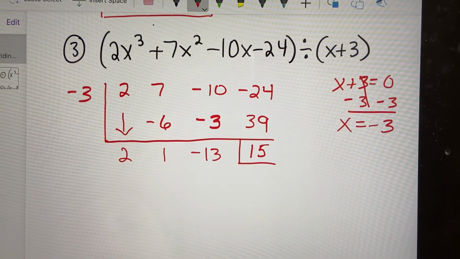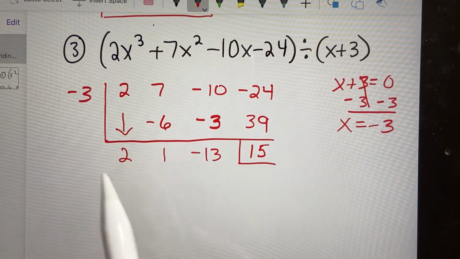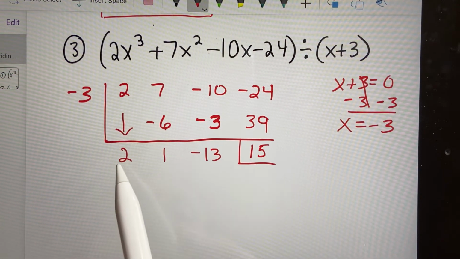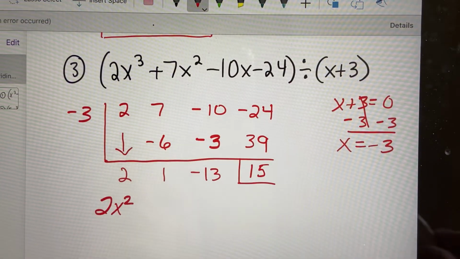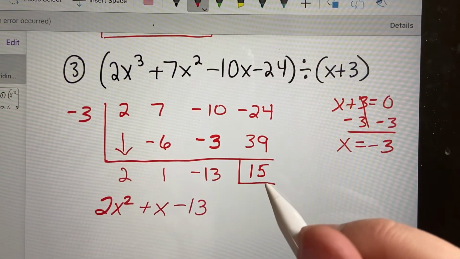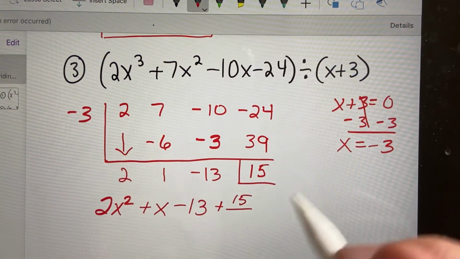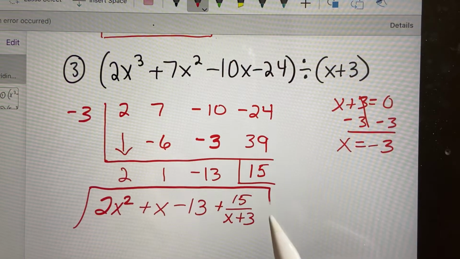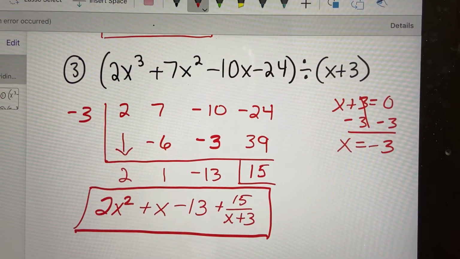Okay, so first let's go ahead and write out our answer, and you do want to write your remainder in fractional form. Since I started with an x to the third, that means this should be 1 less, which is x squared. But I have a number this time, a 2. So this is 2x squared plus 1x. You don't need to write down the 1, so just put plus x minus 13, and the remainder is 15. To write that in fractional form, you'll make it plus 15 over, and that's what you're dividing by, x plus 3. And that's your answer, 2x squared plus x minus 13 plus 15 over x plus 3.